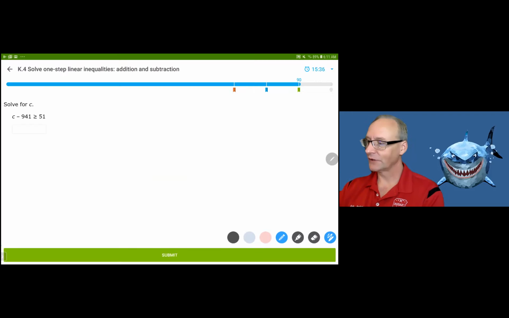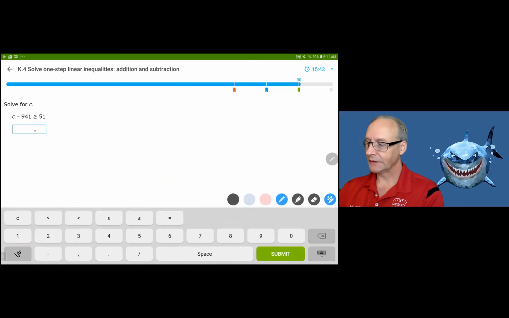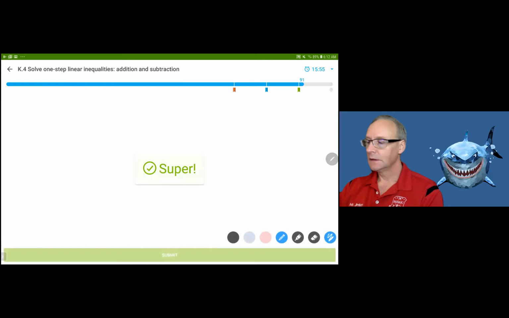God, I hope this thing records well. This time we're going to add 941 to both sides. Looks like we're going to get c is greater than or equal to 992. They're giving me kind of easy numbers here to work with. It's nice. And let's see what the next one is. Looks like we're going to add 922 to both sides. This one's going to be a little more challenging, so I'm going to go ahead and write it out.